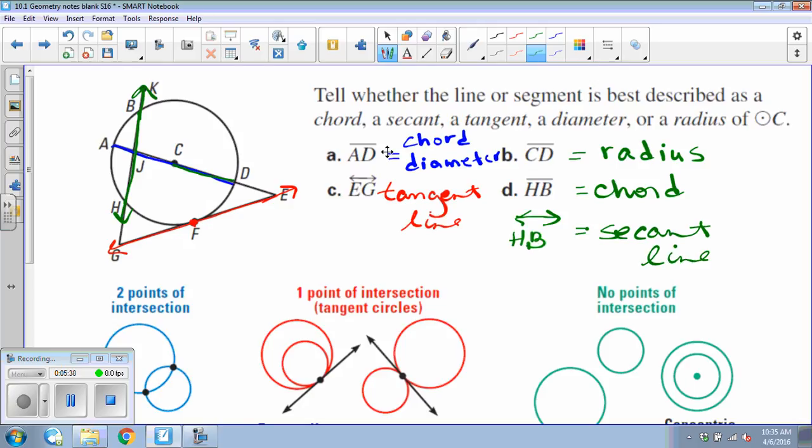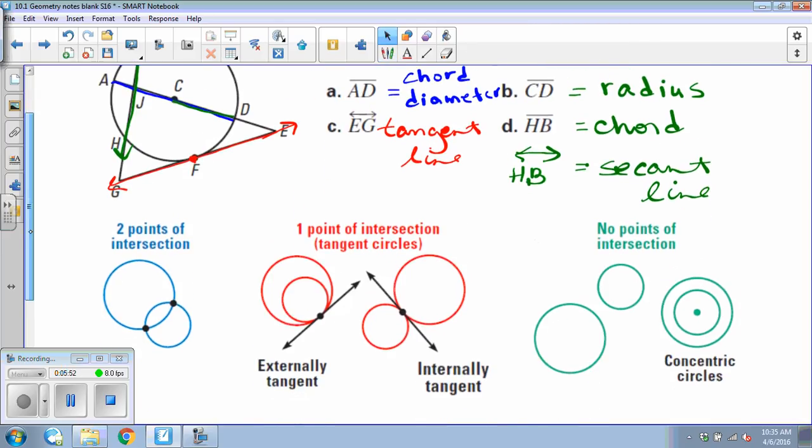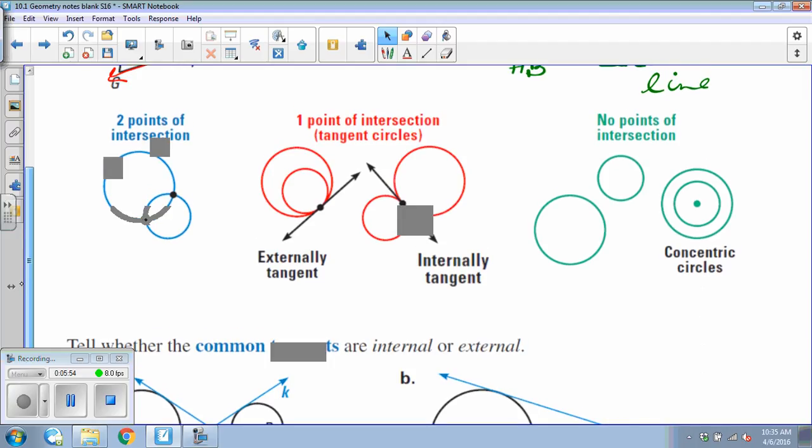Okay, everyone understand? So, it depends on whether it's a segment or a line. That'll determine whether it's just a chord or whether it's a secant line. Okay? Now, the next thing we're going to talk about is common tangents. These are, this middle one, we're going to talk about common tangents.